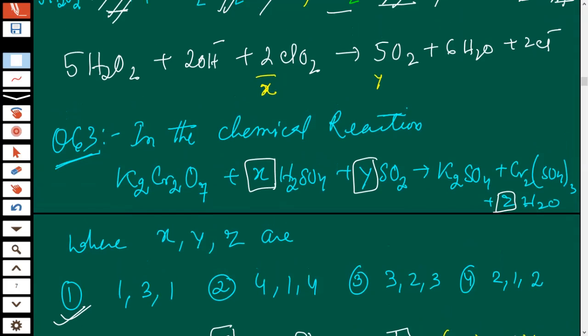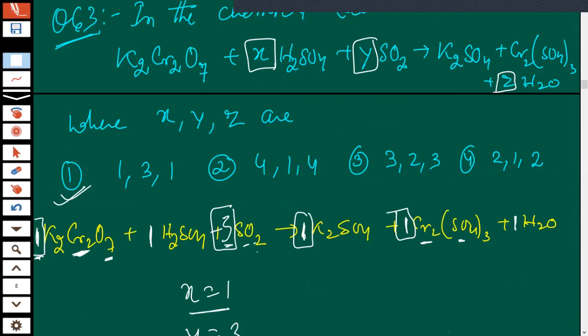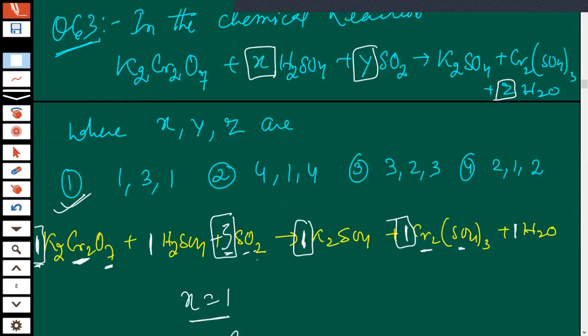So in the coming questions, I will show the ions. That means we will just remove all neutral particles and convert them into ions. So that we will move to some other examples also, and we can understand our concept. Question number 62, right?